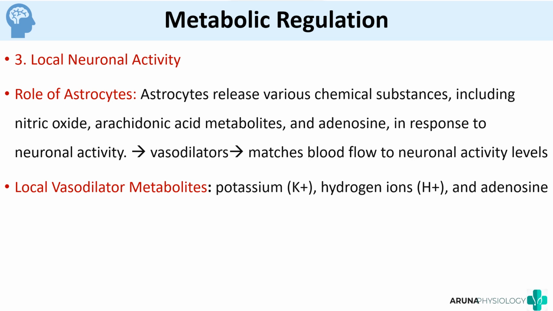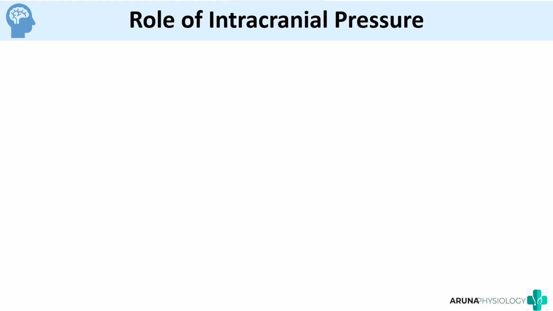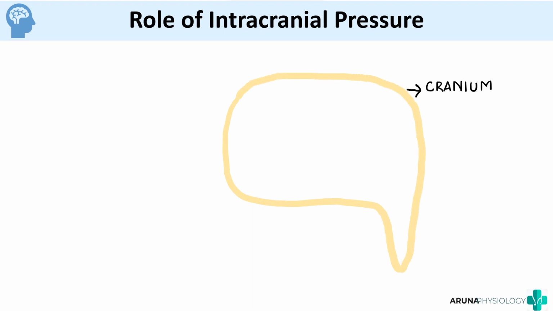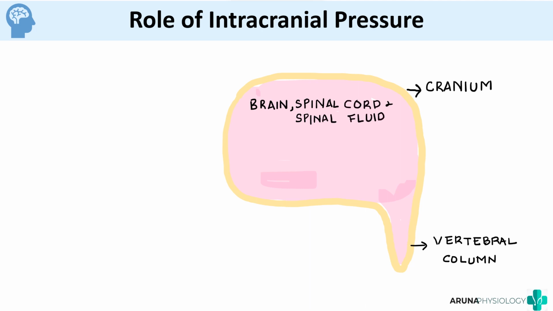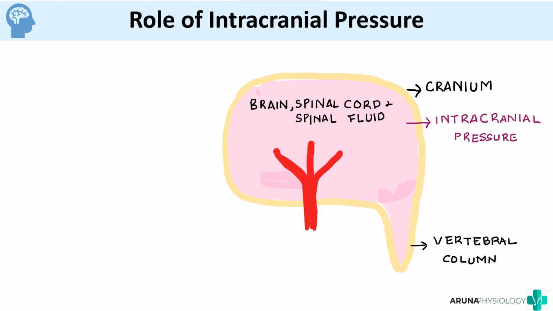So in metabolic regulation we've seen the role of PCO2, the role of PO2 and local neuronal activity. Now the last point in the regulation of cerebral blood flow is intracranial pressure. The role of intracranial pressure. We already spoke about the Monro-Kellie doctrine, that the cerebral contents are within a rigid cranium. Suppose this represents the cerebral contents: the brain, spinal cord and the spinal fluid. There is a pressure exerted by these contents of the cranium, and that is called the intracranial pressure. Now we've got the blood supply to the brain. Suppose this is the blood supply to the brain.